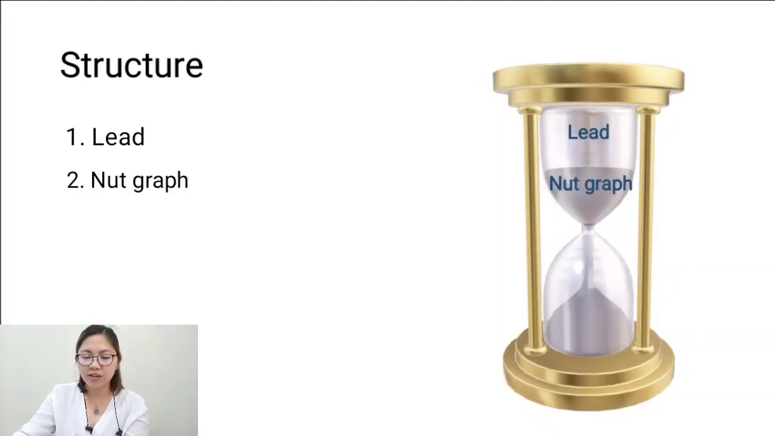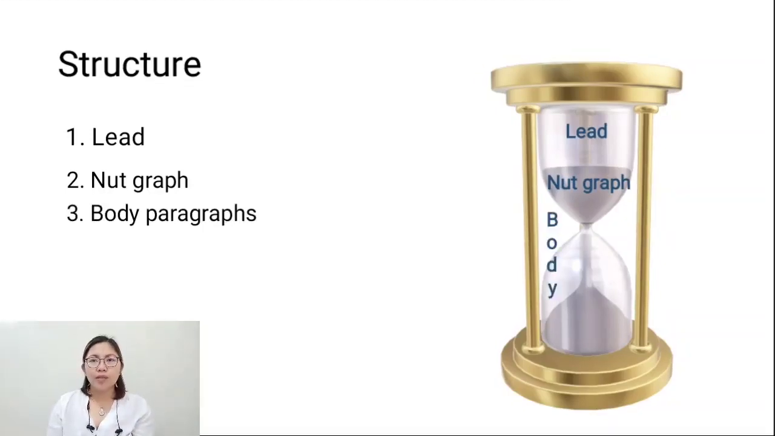The second is the nut graph. The nut graph is sort of like a transition. This connects your lead to the body of your article. The nut graph summarizes the essence of your story without divulging every detail. It also tells why the story is important. Okay. Then the next part are your body paragraphs. This could be 2, 3, or more sentences that explains the context, the background of your topic. So you can use here facts, historical accounts, quotations, statistics.